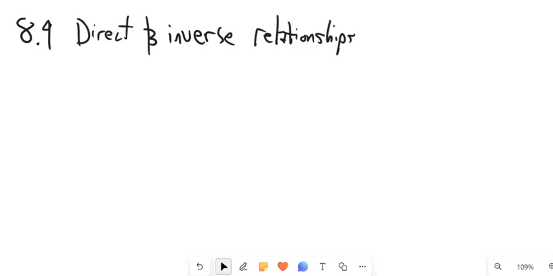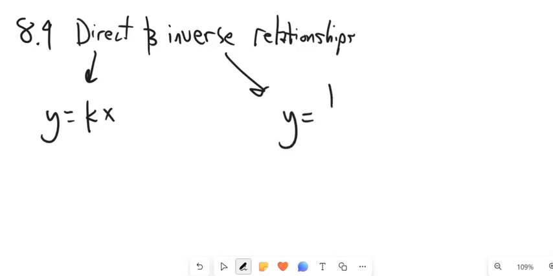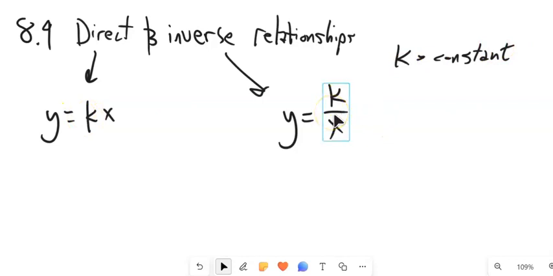And I'm just going to write some things down, and then we'll talk about them. So direct are things that are in the form y equals kx, and inverse are things that are in the form y equals k divided by x. So in both of these, k is the constant. Sometimes it's called the constant of proportionality in a direct relationship. Sometimes it's called the constant of variation. They're both constants of variation in the inverse one.